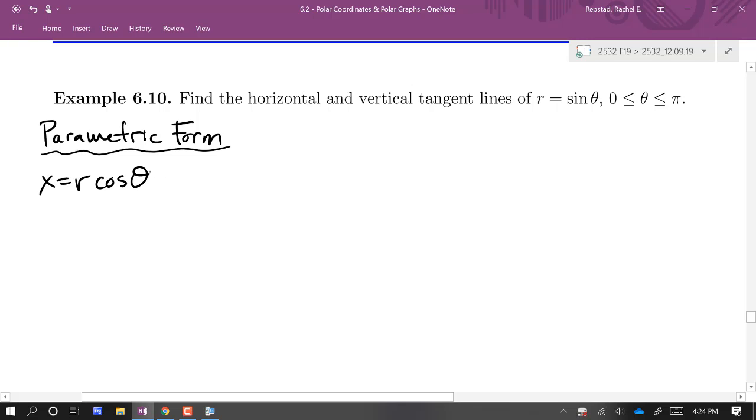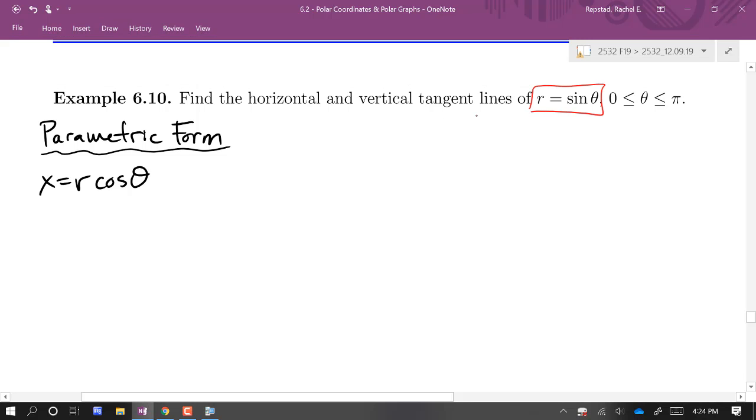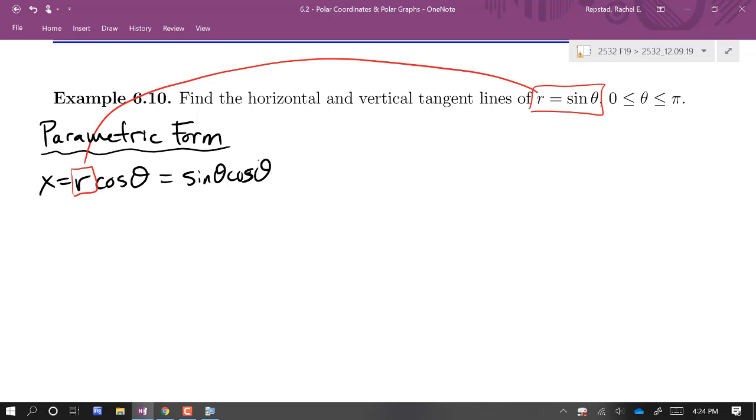And if x is r cosine theta, then since r is equal to sine theta, that means that x is sine theta cosine theta. So now I have x expressed just as a function of theta. You could go ahead and use the product rule there, just like it says on the theorem on the last page. But sometimes it can be useful to use a trig identity. Sine theta cosine theta, you could use a double angle formula for sine, and that's 1/2 sine 2 theta.